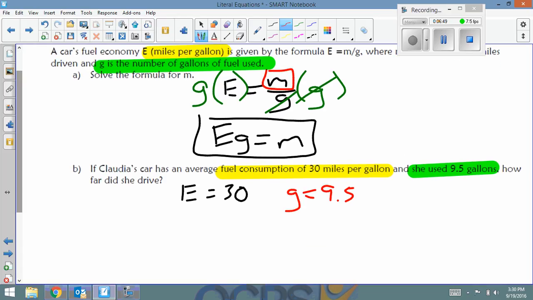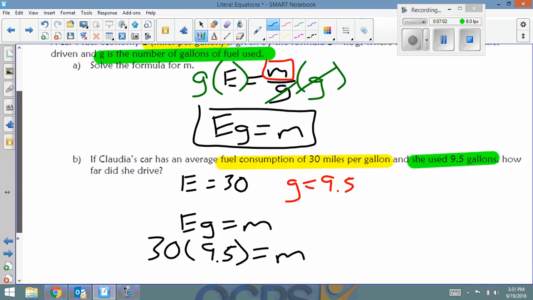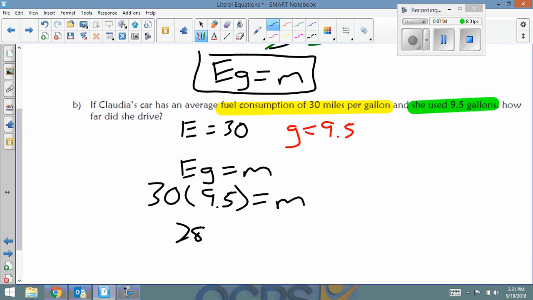So we're going to use our equation to solve for M. So we have EG equals M. We know E is 30. We know G is 9.5, and they are being multiplied together. So now you multiply them out, and you get 285 miles is equal to M.